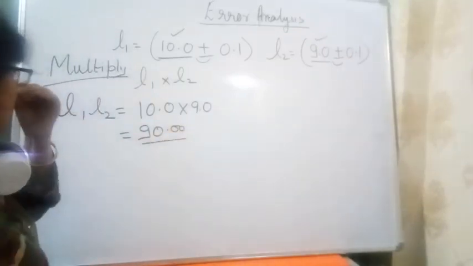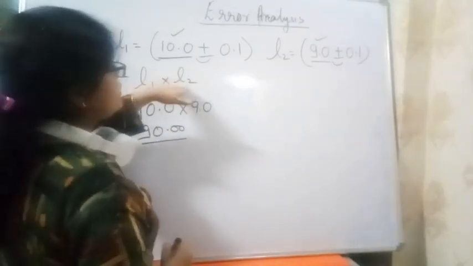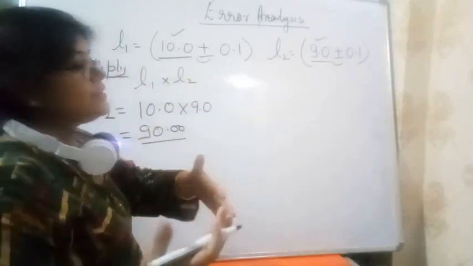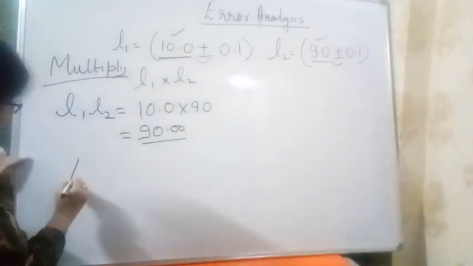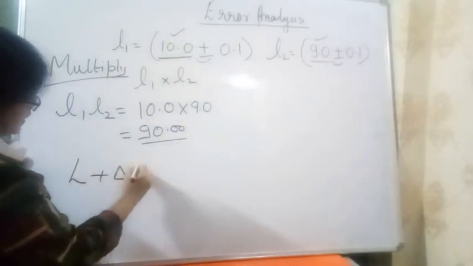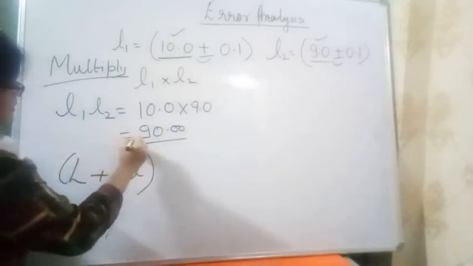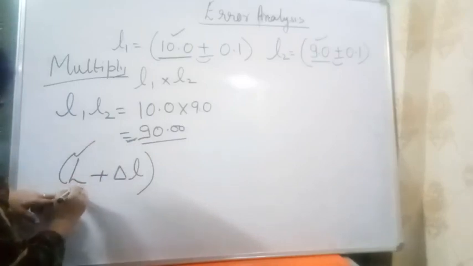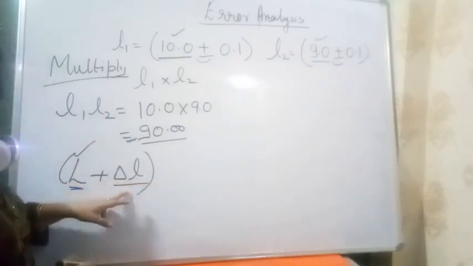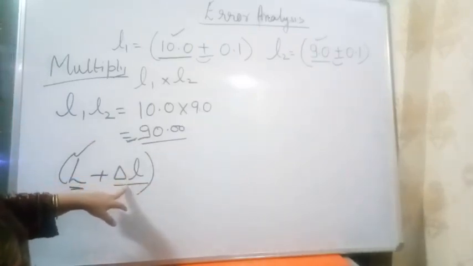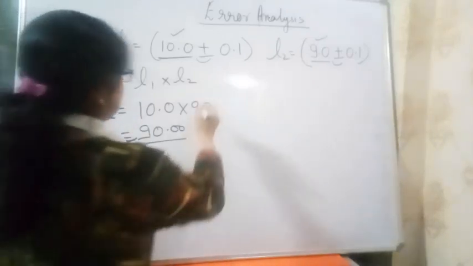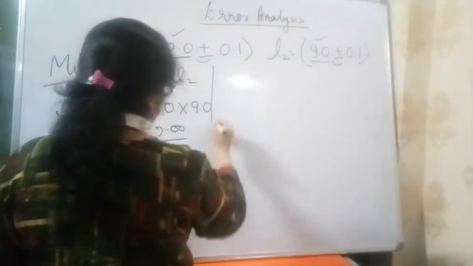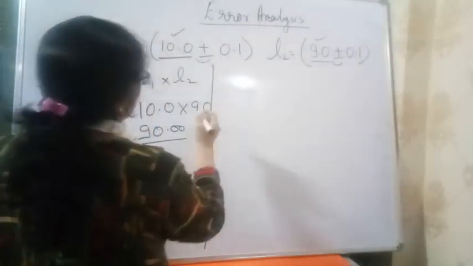Clear? Now, we have to find the digits which we have to write in place of the error, because our answer is in this form. So 90 is the value, and at this place we have to find the error. Now how will I find this? This is the main thing which we have to study.